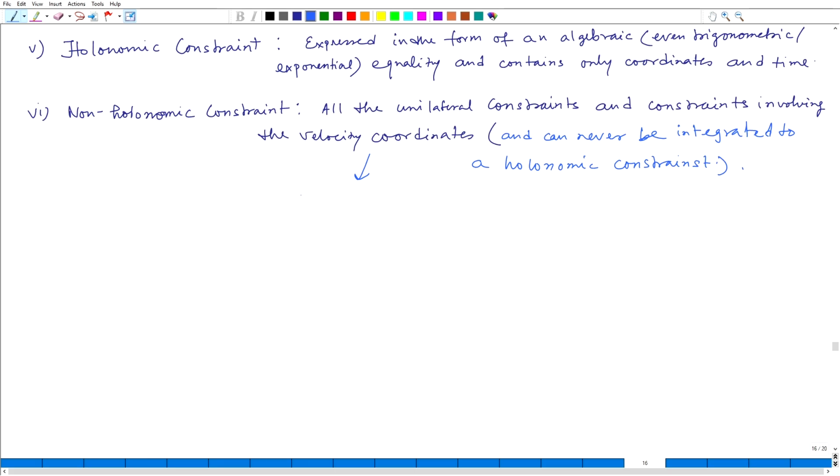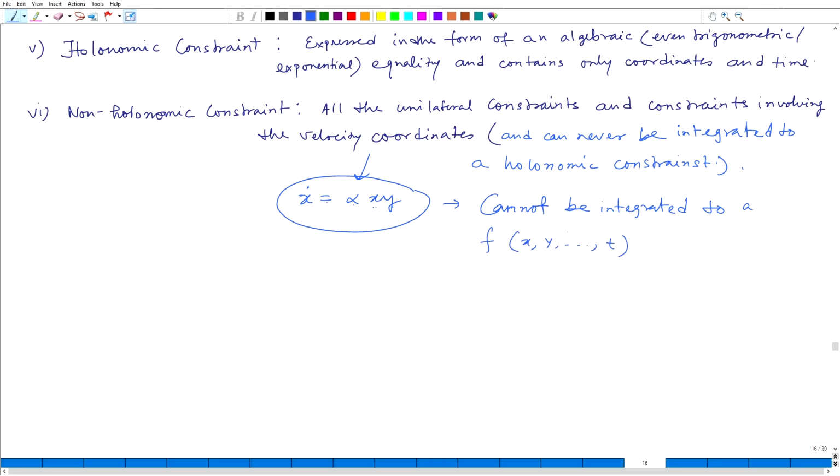Let's say I give you an example, x dot equals alpha x y. I say that the motion of a particle in a plane xy is such that its x dot, that is the x coordinate of the velocity, is proportional to x y, that is the product of x and y. Then you cannot integrate it to f of x y, all these position coordinates, let us say for 3D x y z and t, equal to 0. So that is why this is a non-holonomic constraint.